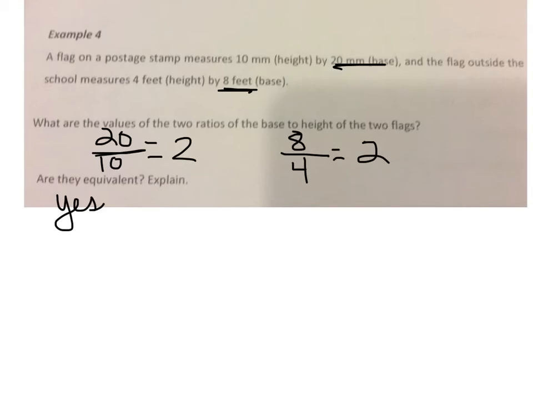A few people are very concerned because we're using different units. So on the postage stamp we use millimeters, and on the flag we use feet. As long as the units are the same within the ratio, it's still going to work. You're basically saying the top number, or the base, is twice as big as the height. So it really doesn't matter what unit you measure in. It would not work if one unit was measured in feet and one unit was measured in inches. Then we couldn't compare. But as long as within the same ratio we have the same unit, it works just fine.